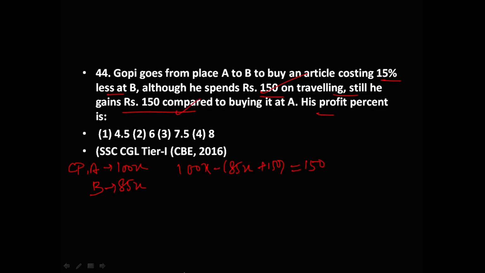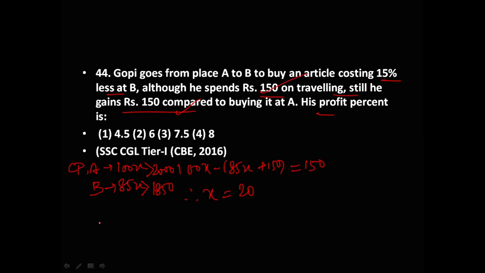Okay. So x equals to what? How much x equals to? It will be 15. It's 200. So x equals to 20. Clear? So price at A would be 2000, and at B it is 1850.